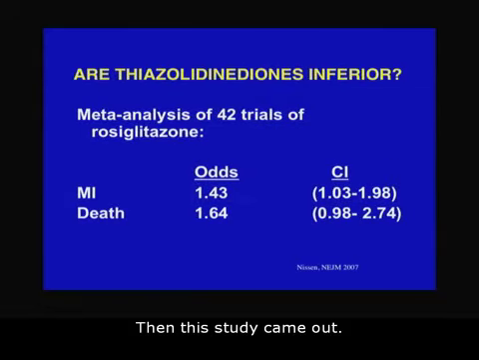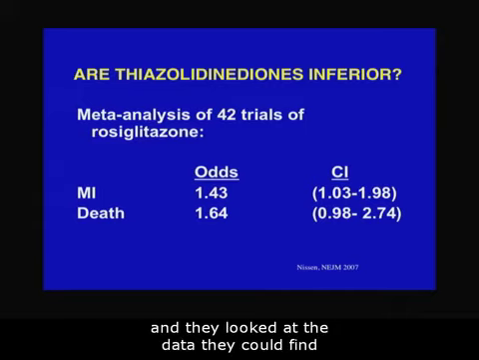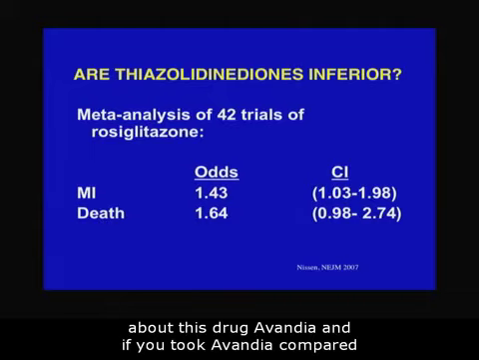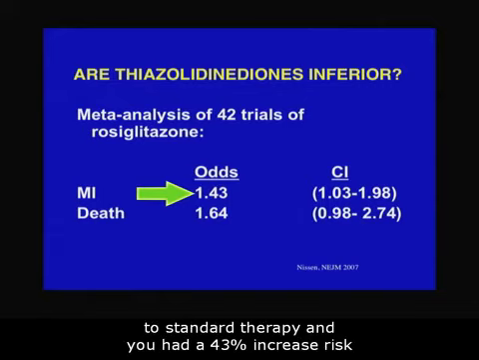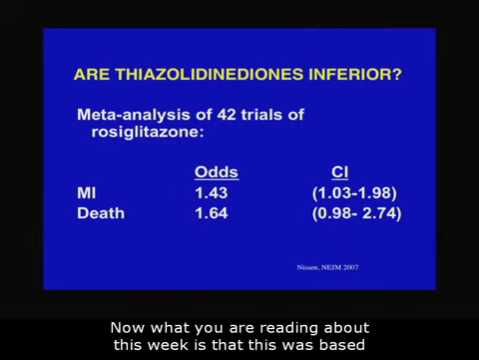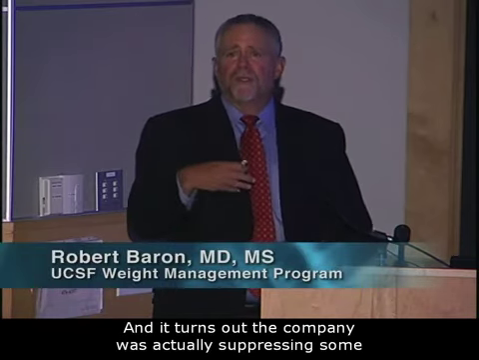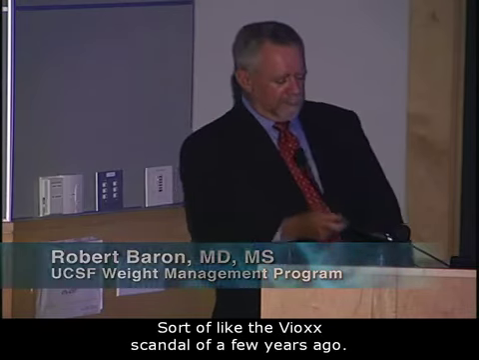But then this study came out in the New England Journal about 3 years ago, and it looked at all the data that they could find about this drug, rosiglitazone or Avandia, and basically showed that if you took Avandia compared to standard therapy, you had a 43% increased risk of heart attack and a 64% risk of death. Now, what you're reading about this week is that this was based on the studies that he could find. And it turns out the company was actually suppressing some of this data. So there was even more. So it was sort of like the Vioxx scandal of a few years ago.